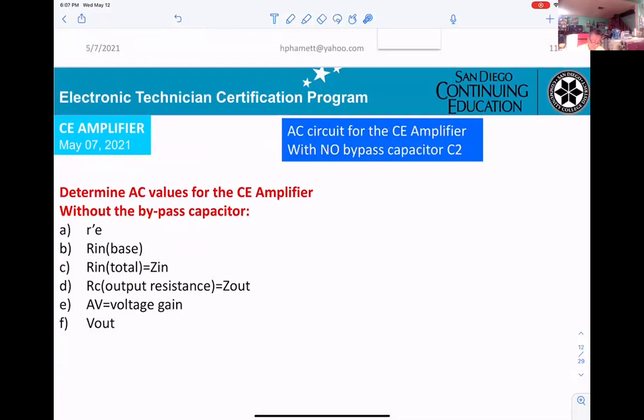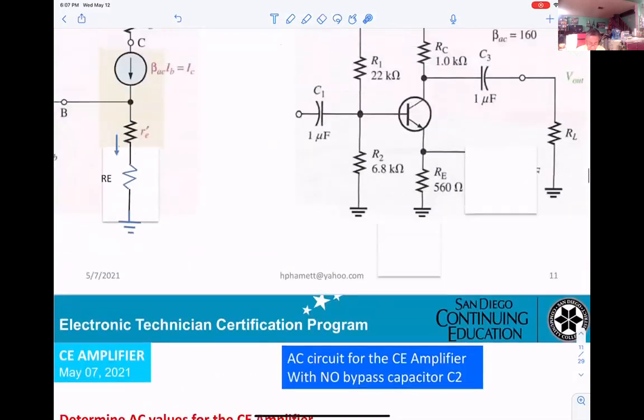Okay. First thing you understand R prime E. No big deal. Right, that's 25 millivolts over IE, 22 millivolts. Now, try to understand R in base.